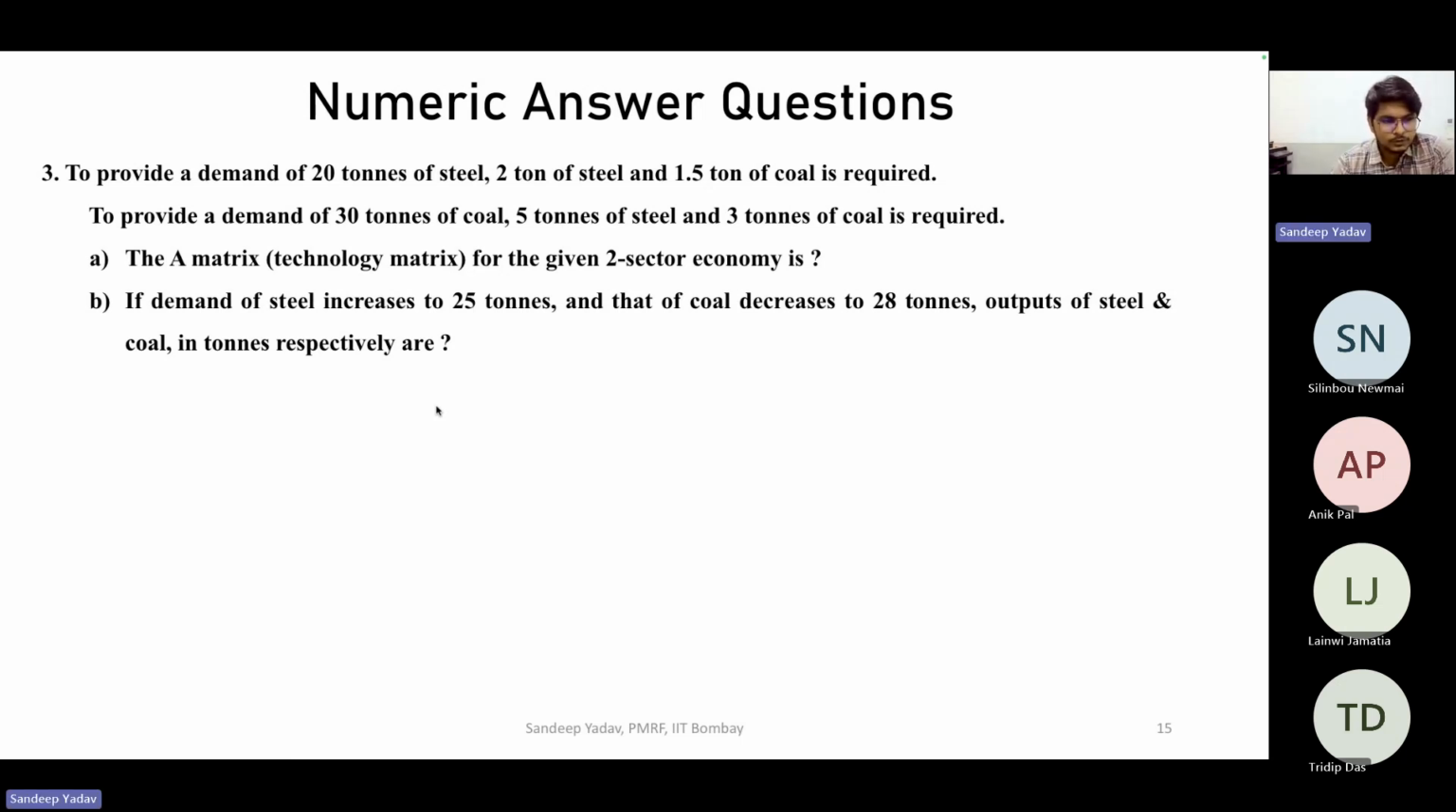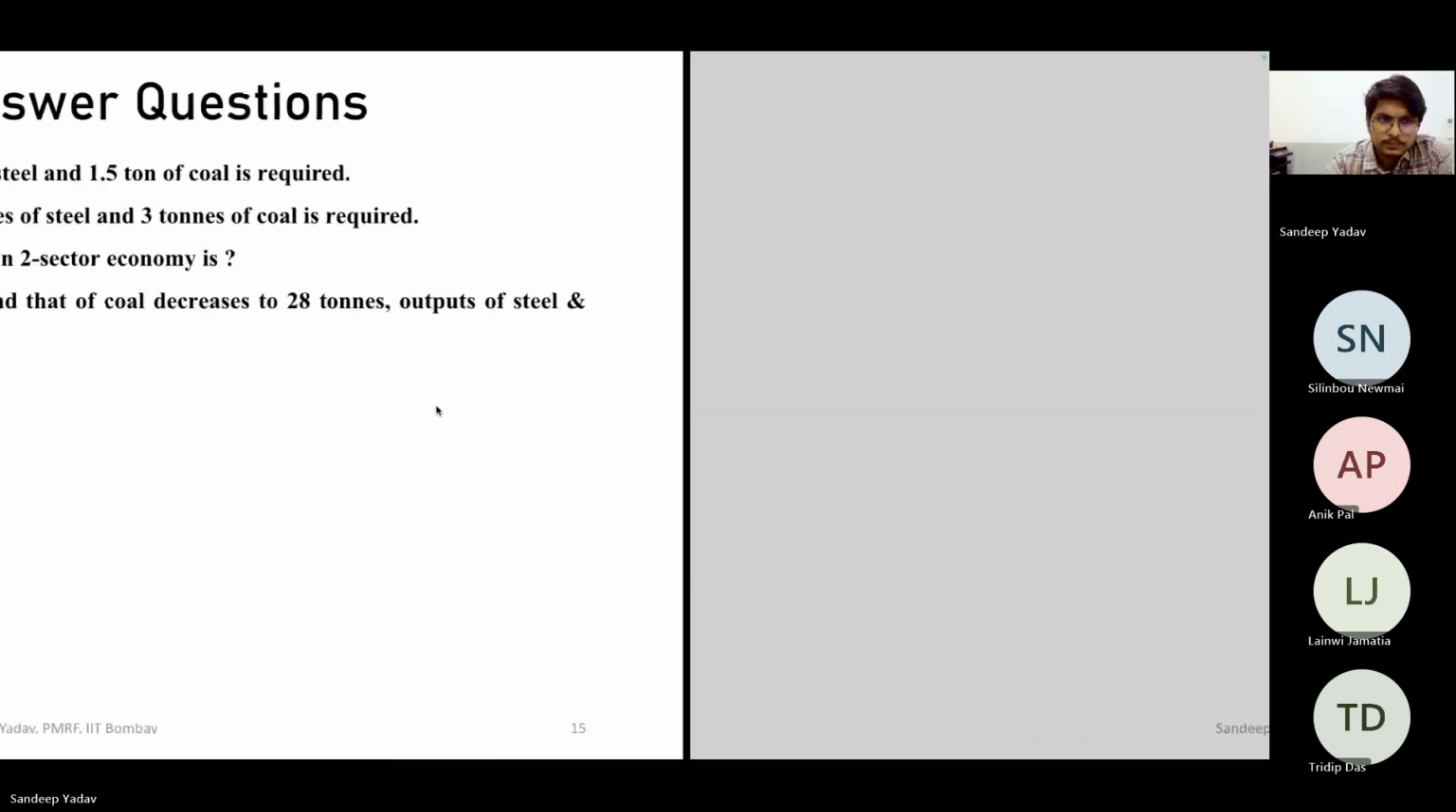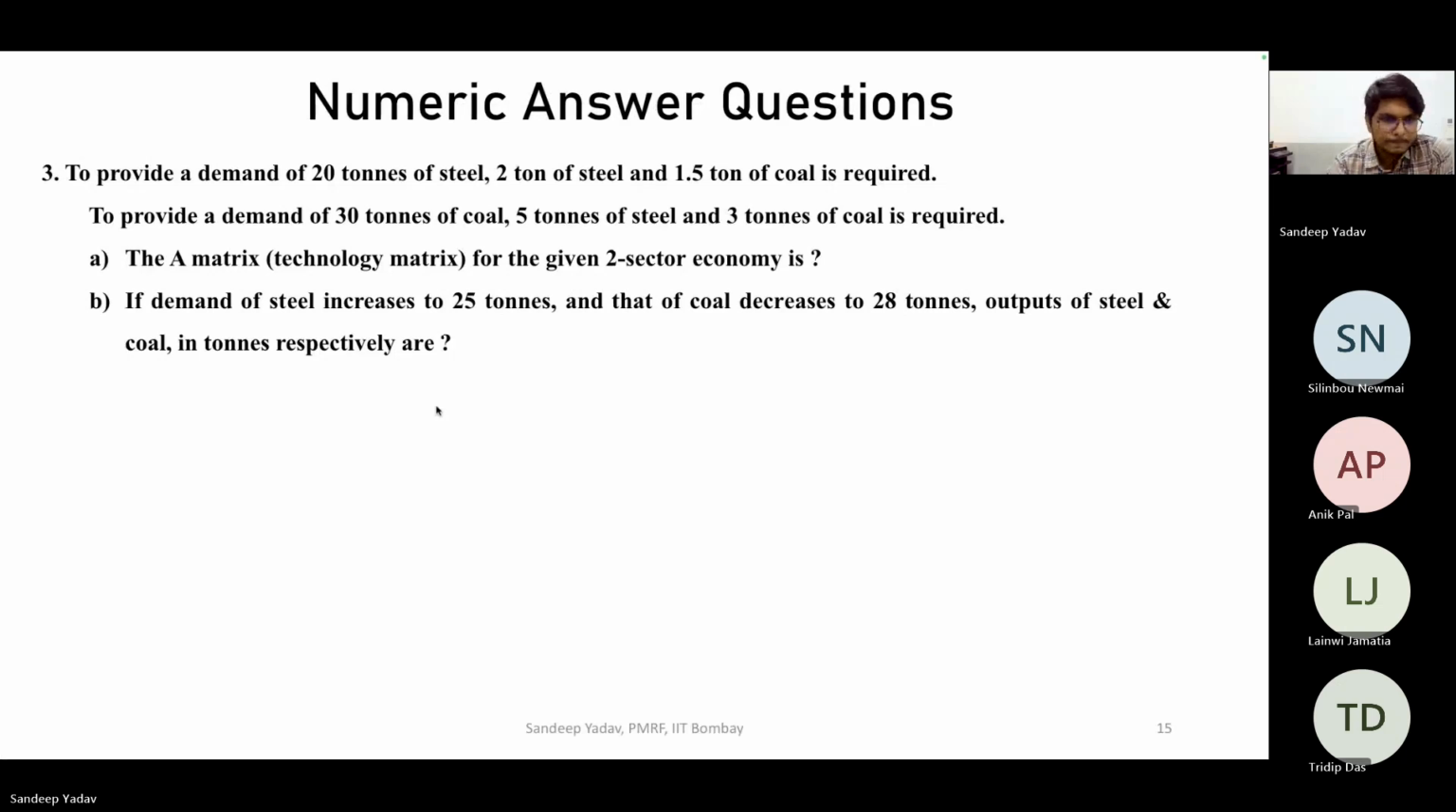So anybody wants to try this question, or you're trying? Should I wait, or should I solve this straight away? Okay, so let's see.